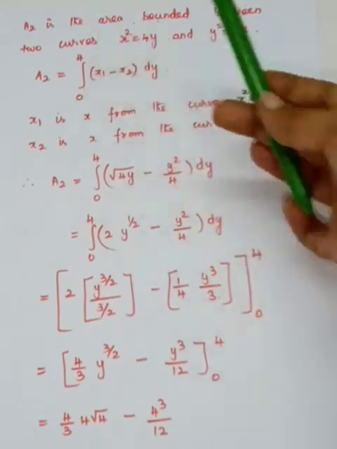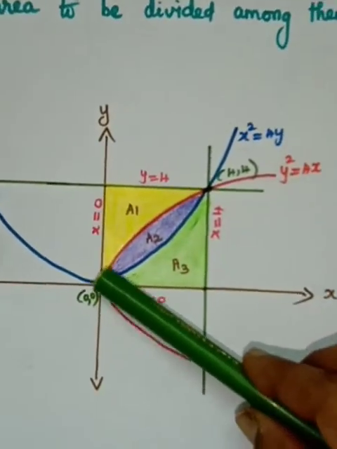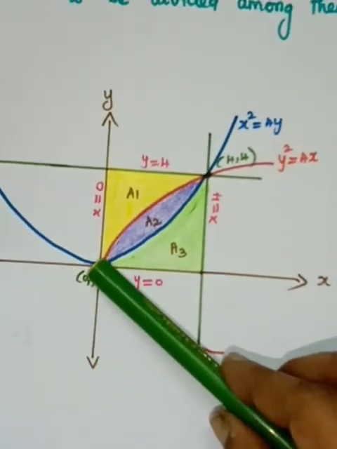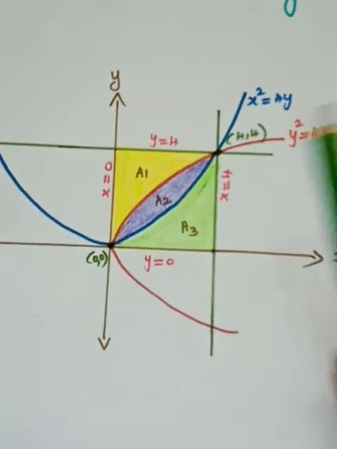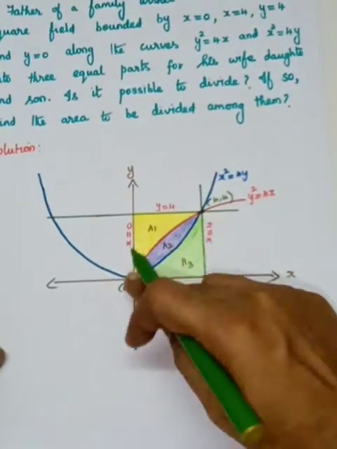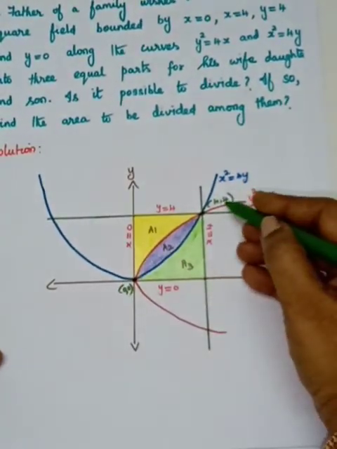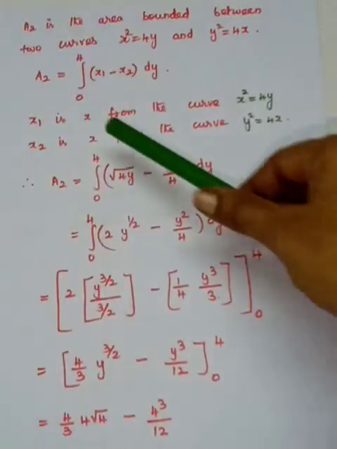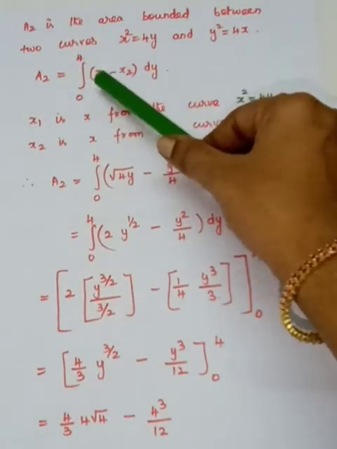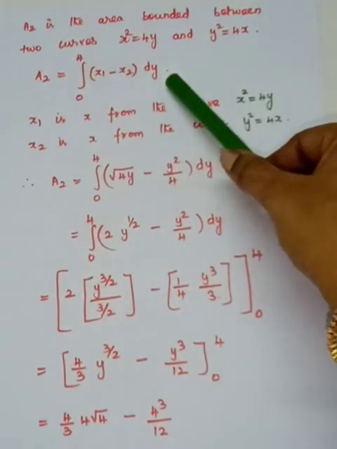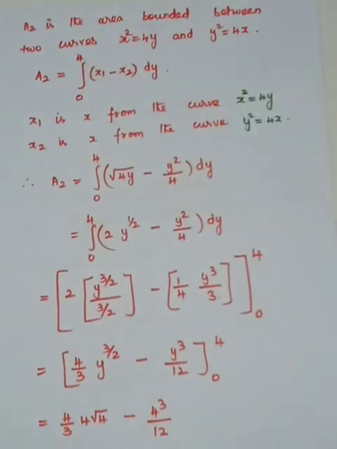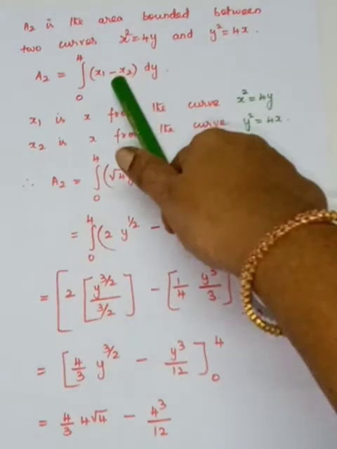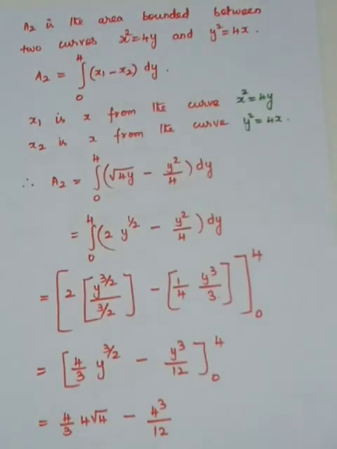What is the limit for A2? See that this curve starts and ends at 4, 4. You are choosing the y-axis. So what is the y value here? y is equal to 0. This is the line, and here y is equal to 4. So there is no change in the limit: 0 to 4, x1 minus x2 into dy. What is x1? x has to be chosen from the first curve, and x2 means x has to be chosen from the second curve.